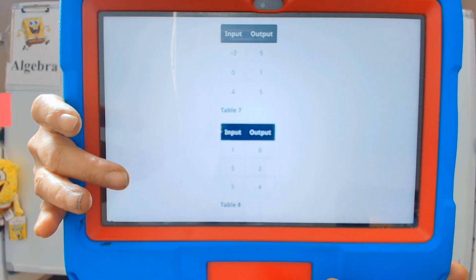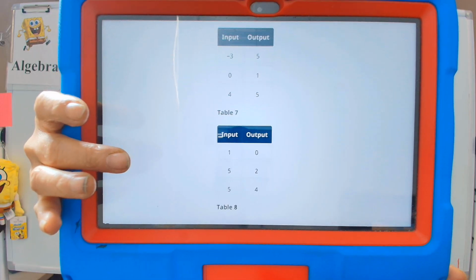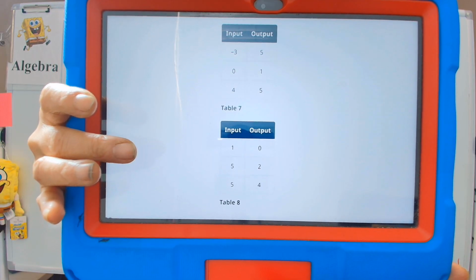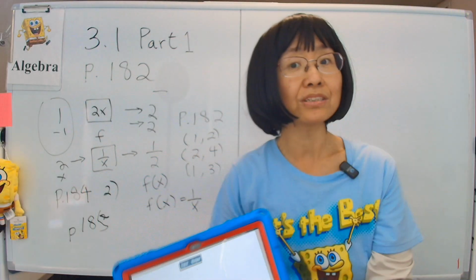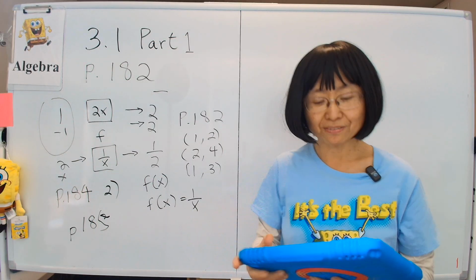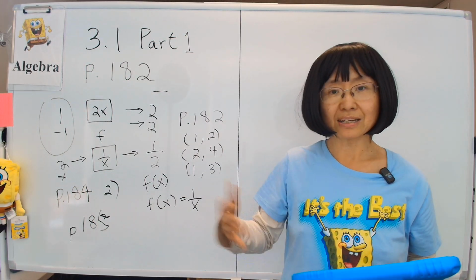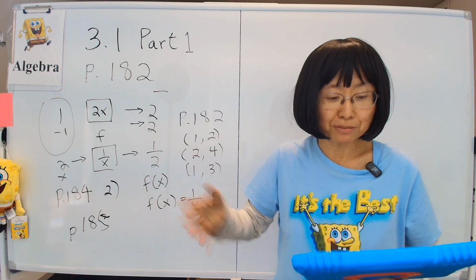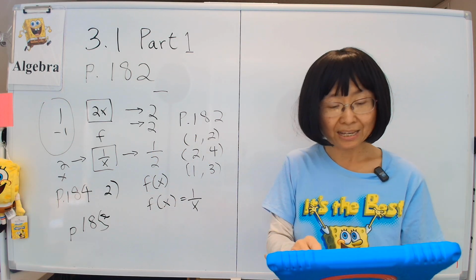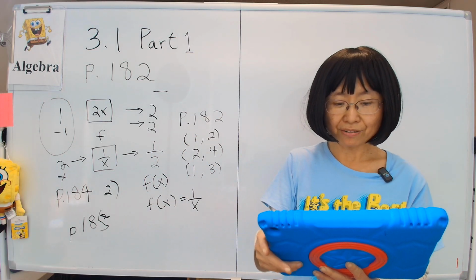It repeated 5 twice in the input, which gives you 2 different values for 5. Therefore, that thing is not a function, because a function will give you a specific answer. Why does it have 2 answers? Well, which one is it? We don't know. So in that case, that is not considered a function.